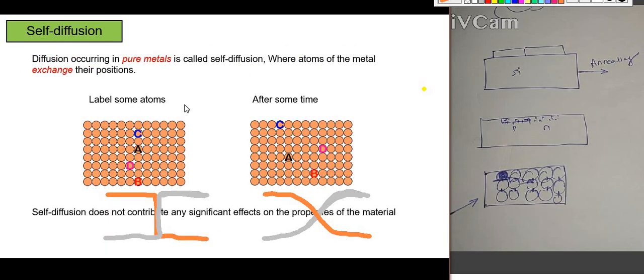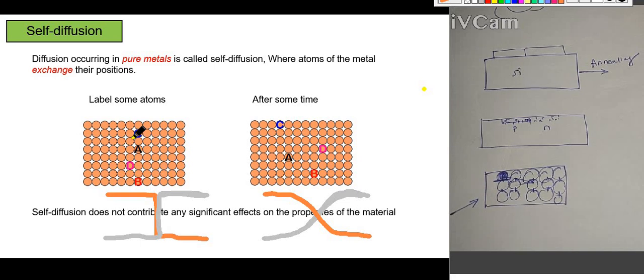And the second diffusion is self diffusion. In case of self diffusion, there is only a single type of atom. For a pure metal the self diffusion occurs, and in a pure metal here we can see this is atom A, this is B, this is C, this is D.